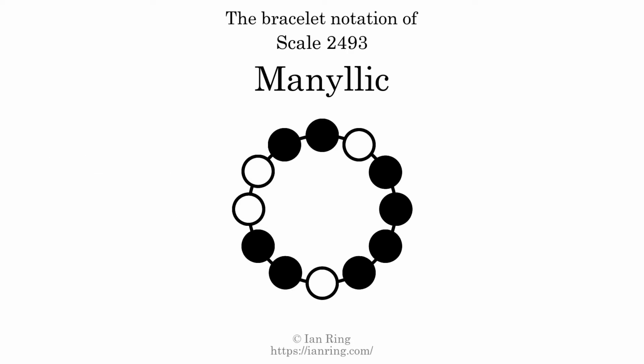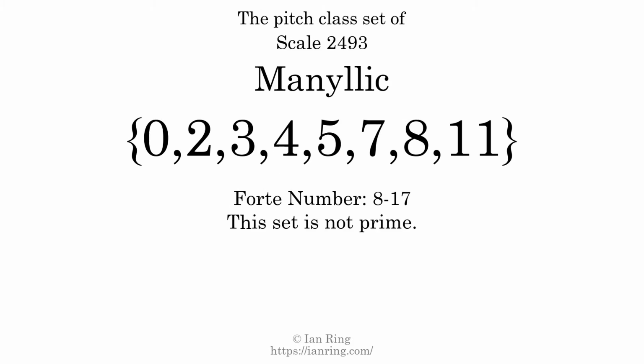This is a bracelet notation diagram of scale 2493. The shaded circles represent tones that appear in the scale, and they are read clockwise, starting at the top. The pitch class set for this scale is 0, 2, 3, 4, 5, 7, 8, 11.